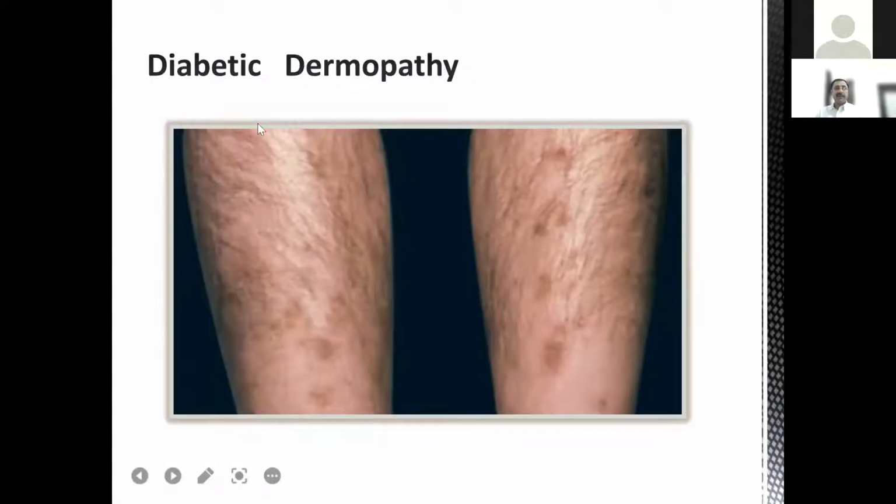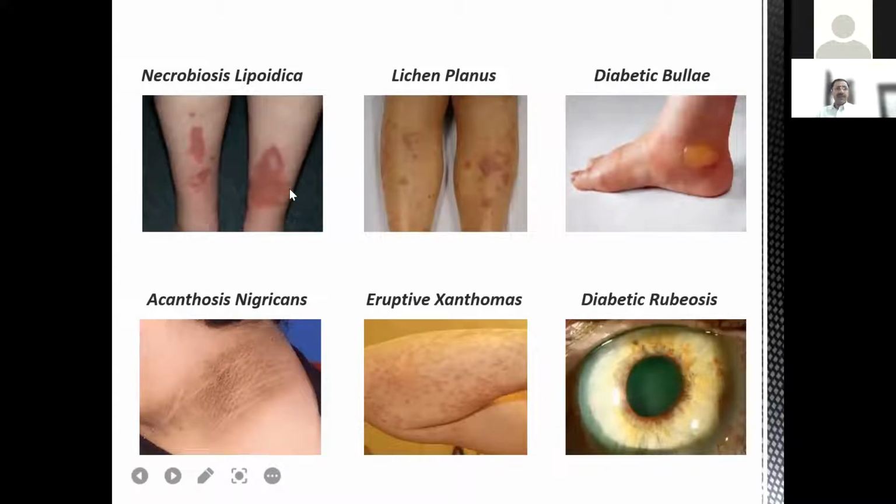The picture you are seeing is of diabetic dermopathy on the shin of both legs. You can see these dark, typical diabetic dermopathy lesions. Very commonly, if you see the legs of the patient, you will see these lesions. Then necrobiosis lipoidica: here you can see it on the shin. This is the yellow spot and this is the reddish spot in the skin. Then lichen planus: these are purple, pruritic, papular lesions, the 5 P's of lichen planus.